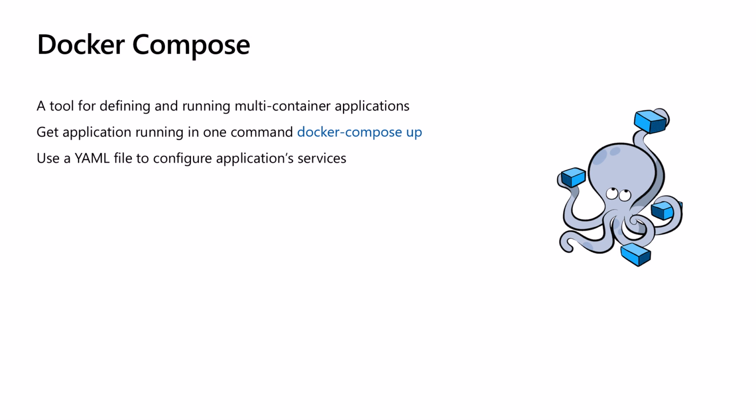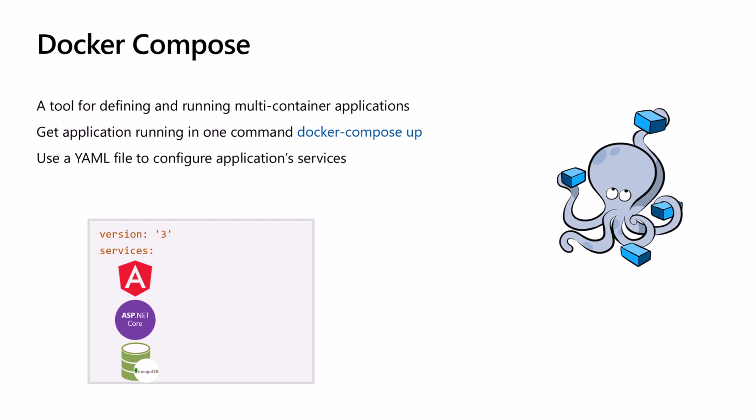In our case, we need a YAML file, and in the YAML file we need three services. Here we have a service for the UI application, a service for the RESTful service, and another service for the Mongo database. Now, let's see Docker Compose in action.